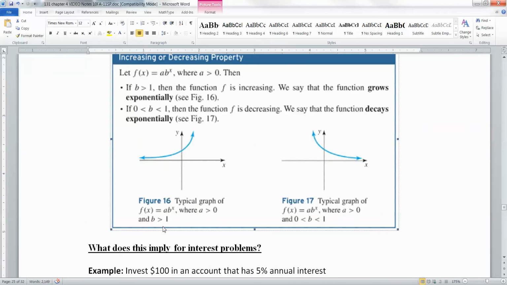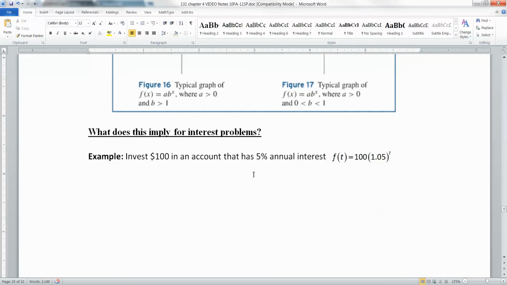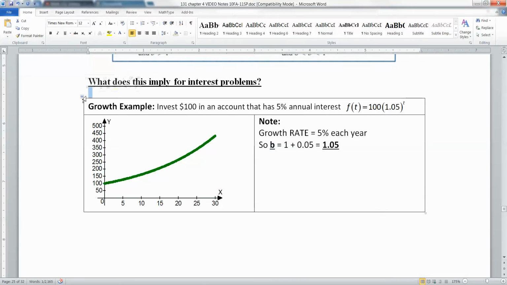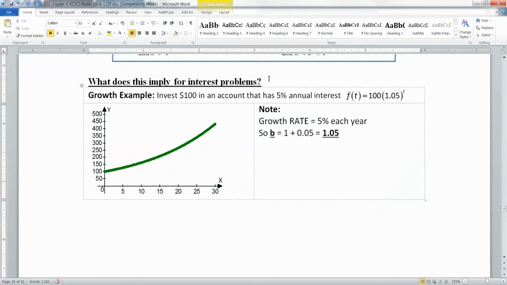Okay, so we need this to be 100 times 1.05 to the t. Right? And let me draw you a quick picture. I'll be right back. There we go. So let me see if I can make this as clear as possible, right? And by the way, this was a growth example, so I thought I'd clarify that because I'm going to do a decay example in a second.